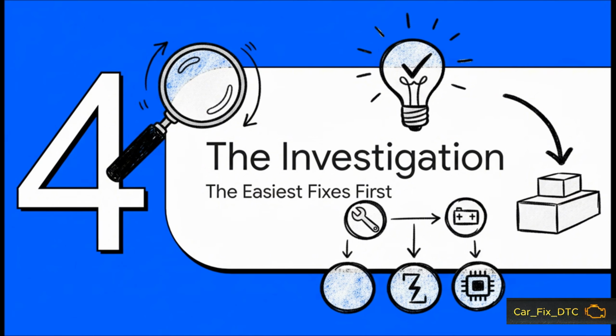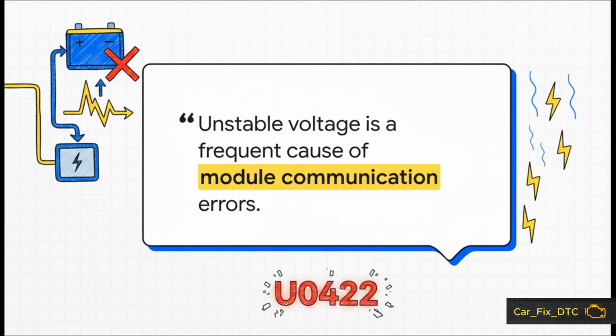How do you actually start to figure this out? The absolute key here is to start with the simplest, most common causes first. You always want to rule out the easy stuff before you start tearing things apart. And this quote right here really explains why we start where we do. It says, unstable voltage is a frequent cause of module communication errors. These computers in your car are sensitive. They need a steady, clean supply of power to work right. Any little dip or surge can make them spit out bad data and trigger codes just like U0422.